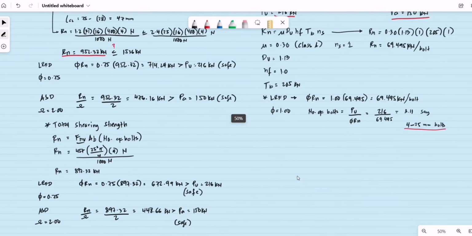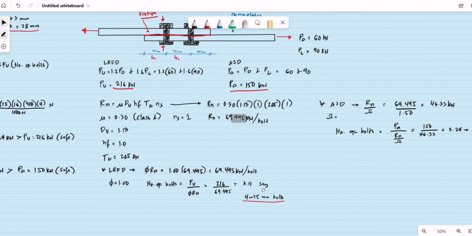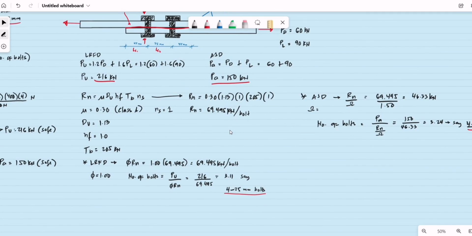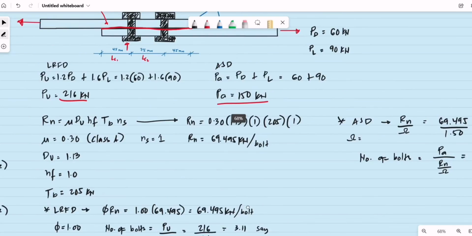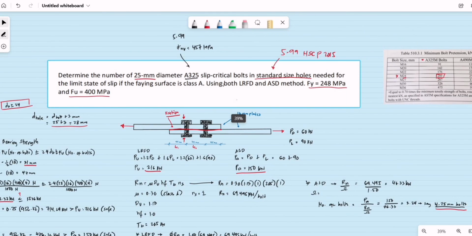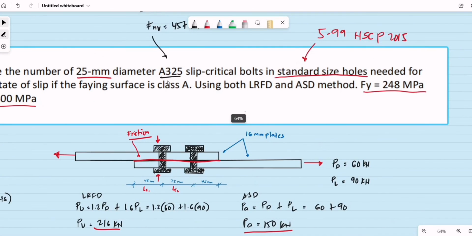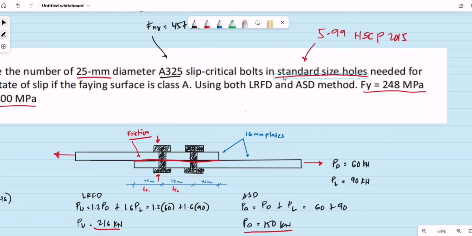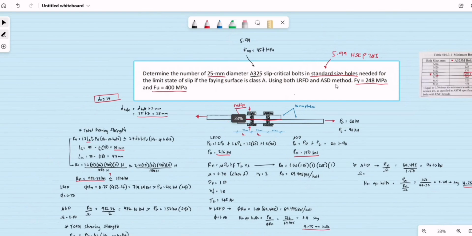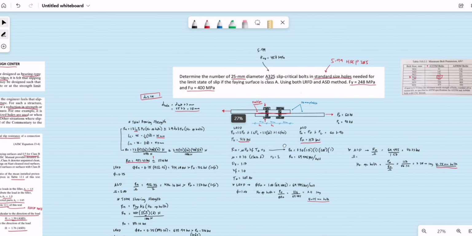So therefore, it is safe, or it is adequate, to use 4 bolts of 25 millimeter diameter, slip critical bolts. So this will be our solution for this example.